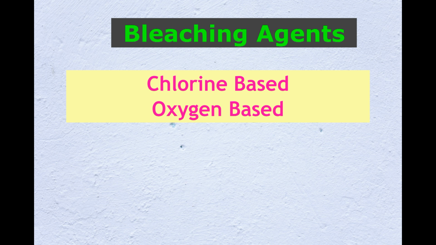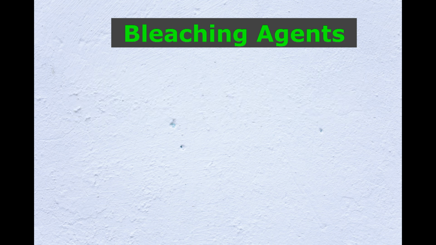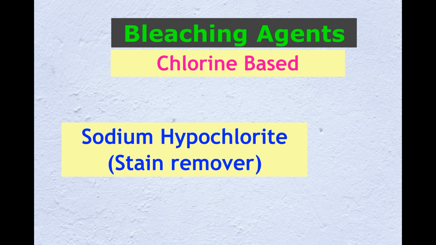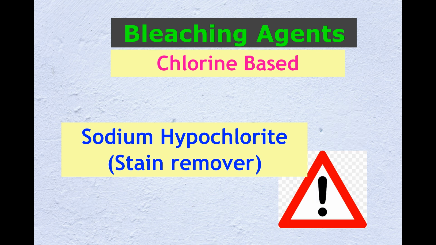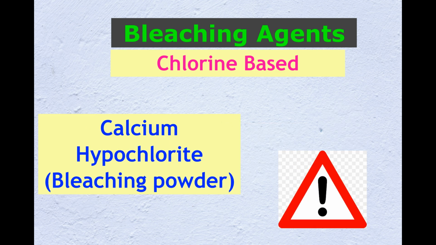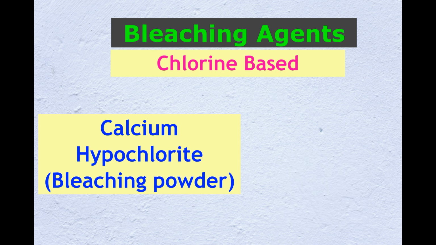Two types of bleaching agents are possible: chlorine based and oxygen based. First we will see chlorine based bleaching agents. Sodium hypochlorite. It is the stain remover being used in Ala, but we cannot use it in liquid detergent. It is suitable only for white fabrics to remove the stains, but this is a somewhat dangerous material, so caution is required. The other one is calcium hypochlorite.